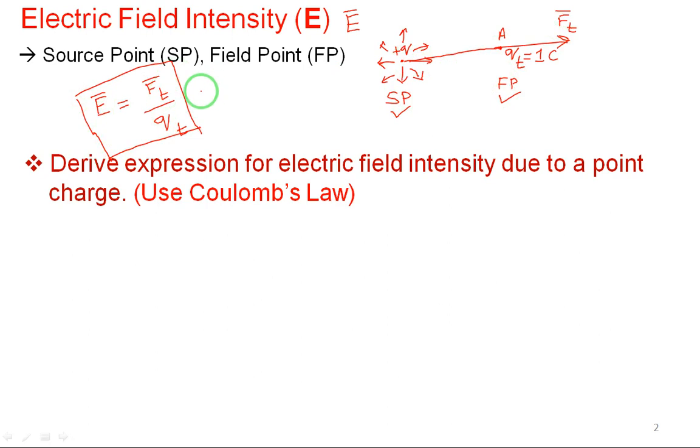Then the practical unit of electric field is volt per meter, right? If I look at this equation, I can write it as newton per coulomb, but the practical unit of electric field intensity that we are going to use is volt per meter, right? Keep this in mind. Okay, we have defined what is electric field intensity. Then next, we will try to derive the expression for electric field intensity due to a point charge, right? Here use Coulomb's law. This will not be given, just for a hint I have written here. So we will try to derive the electric field intensity due to a point charge, right?